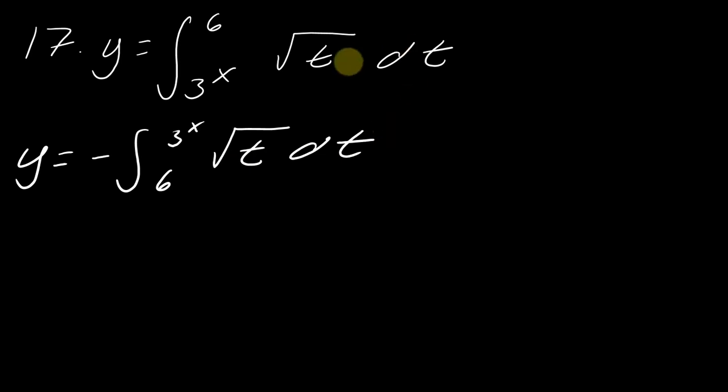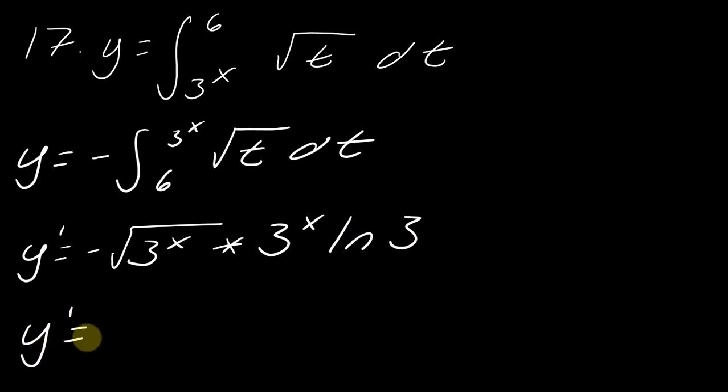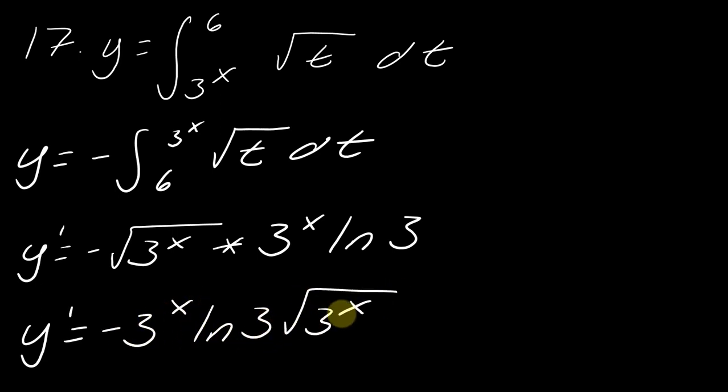So what I'm going to do is plug this 3 to the x in for where there's the t. So my y prime will equal negative square root of 3 to the x. But now I have to multiply by the derivative of 3 to the x, which will be, no, sorry, it'll be 3 to the x times the natural log of 3. And yep, that's it. So then my final answer, if I just want to make this look nicer, will be negative 3 to the x times the natural log of 3 times the square root of 3 to the x. And so that would be it for that one.